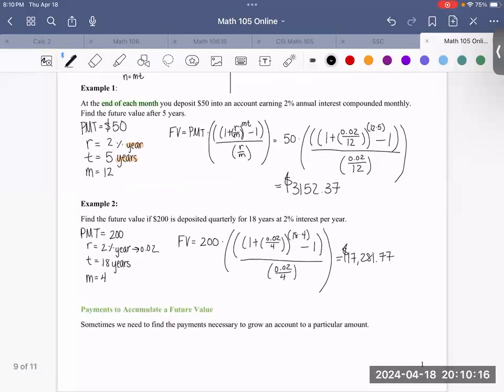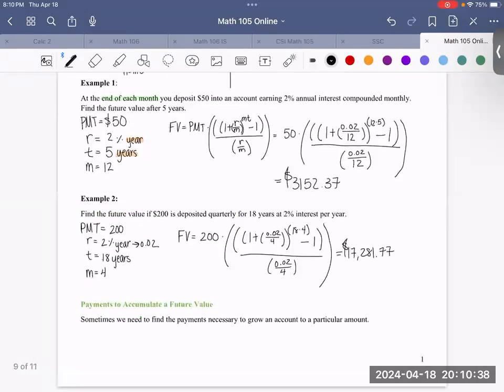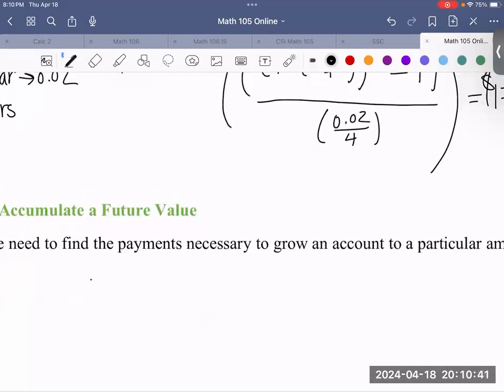So this is really nice if you have your payments and you're figuring out your future values. However, what would it look like if we didn't have your payments, but we had a future goal in mind? So sometimes we need to find your payments necessary to grow an account to a particular amount. So we have your payment. We don't know what this is, so we want to know how much do I deposit to get to my future value goal.